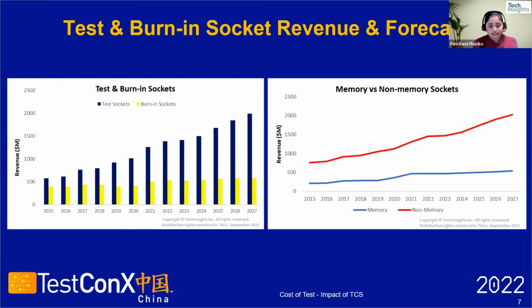Okay, and now we come to test and burn-in sockets. The graph I have on the left is a representation of test and burn-in sockets revenues from 2015 to 2027, including the forecast. The revenue of test socket was about 550 million US dollars in 2015, as you can see here. And if you look at 2021, the revenue rose to $1.4 billion, which is actually 118% growth. But as per our analysis, we forecast 2023 to be a tough year, where you can see a slight dip in the revenue.